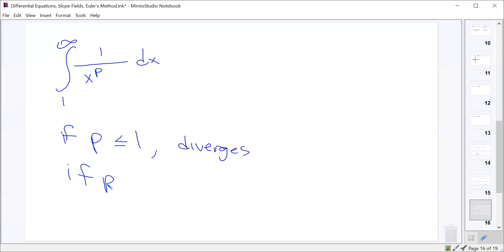If p is greater than 1, it converges. You will be able to get a finite value for that. So that's something that's going to come up often when we talk about series. And we're going to look at these series of 1 over x to the p. And this will still hold true because of a very interesting and cool test called the integral test that we'll use. So just something to know.